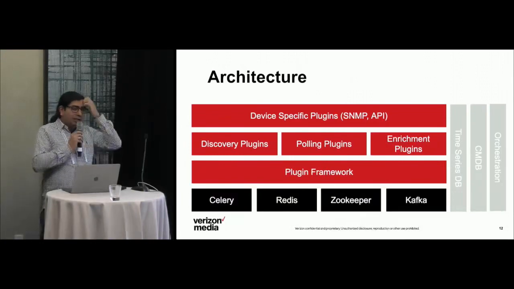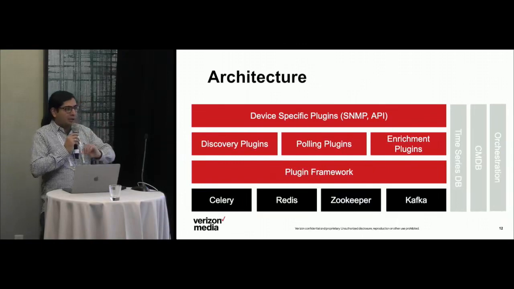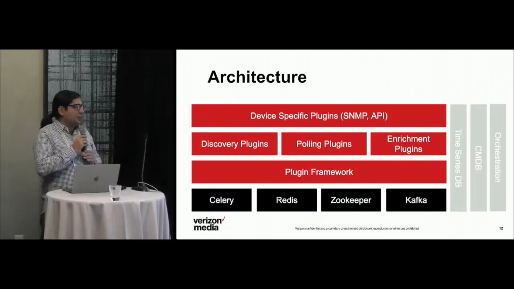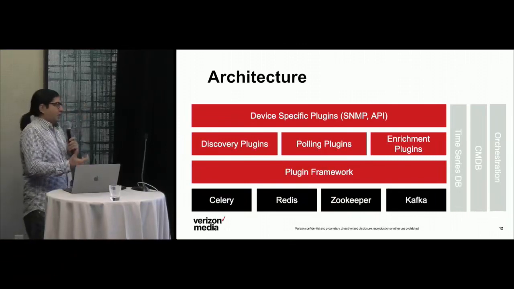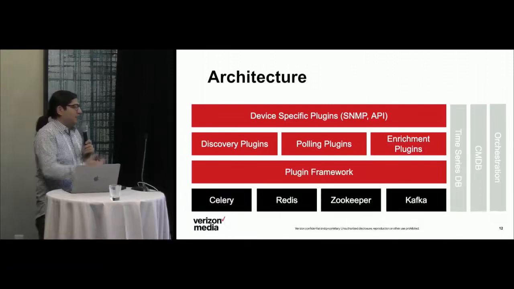Now, we do have 3 types of plugins. I'm going to talk about this a bit here, go into a bit more detail. Then Nathan is going to go into a whole lot more detail about plugins. But essentially, we have 3 types of plugins: discovery, polling, and enrichment plugins. And I'll talk about them in a bit more detail in the next few slides. But now, these are classes of plugins. What we have finally, the workhorse, is the actual device-specific plugins.